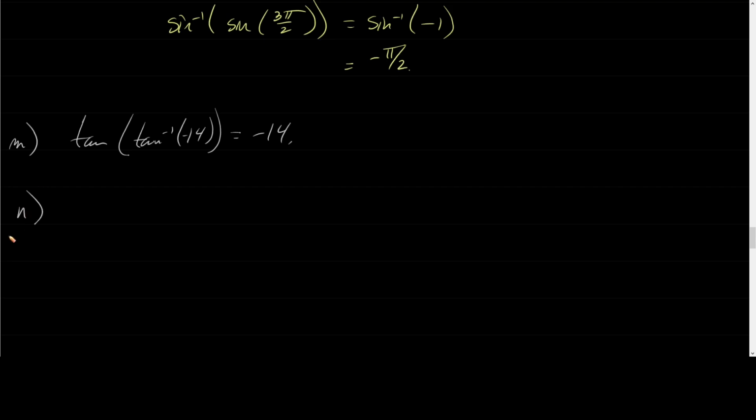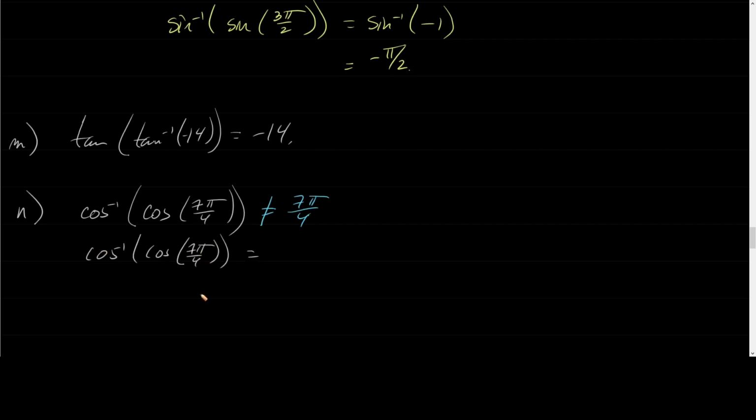And let's say that I had something like cosine inverse of cosine of 7 pi over 4. Well, in here, I'm going to tell you already that this is not 7 pi over 4. All right? They don't just cancel out this way. So let's see what actually happens. So we have cosine inverse of cosine of 7 pi over 4. Now what we're going to look at is, well, from the unit circle, what is cosine of 7 pi over 4? You should have that already memorized.